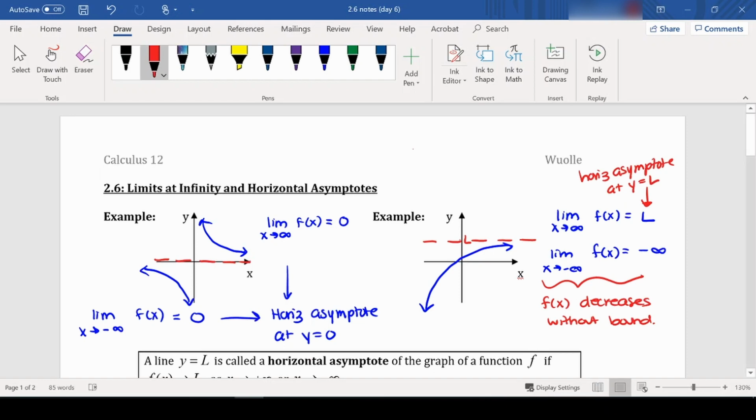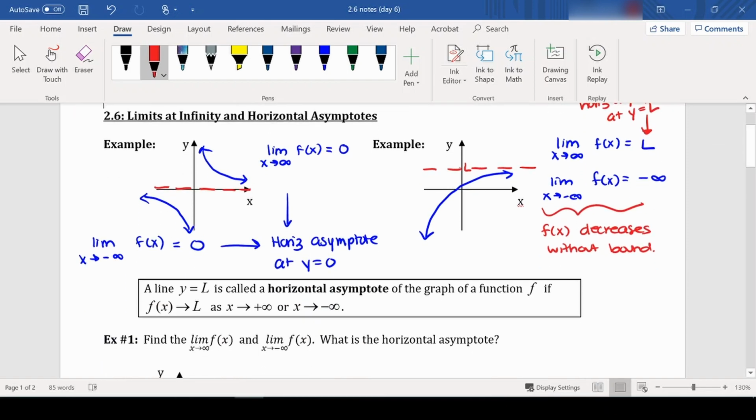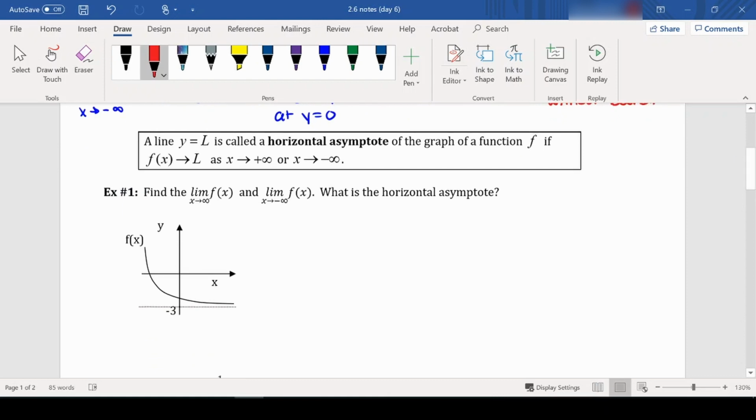So formally stated, a line y equals L is a horizontal asymptote of a function if f of x approaches L, or y approaches L, as x approaches plus or minus infinity. So for example, if I have this guy, I can see where my horizontal asymptote is, but if I actually find the limit as x approaches infinity of f of x, I'll see that this equals -3. Because x is approaching infinity and I converge on a final value, this tells me I have a horizontal asymptote at y equals -3.